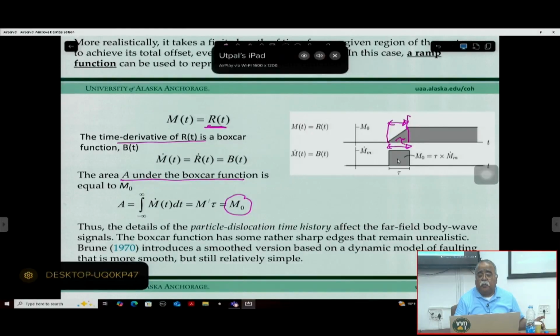The area, which is the M dot t, is your boxcar function, and tau is the rise time of the fault, right? So that is your M dot, and this is your dislocation. Based on this simple model, Brune first computed the displacement equation, the displacement value at the site, so at the recording site.